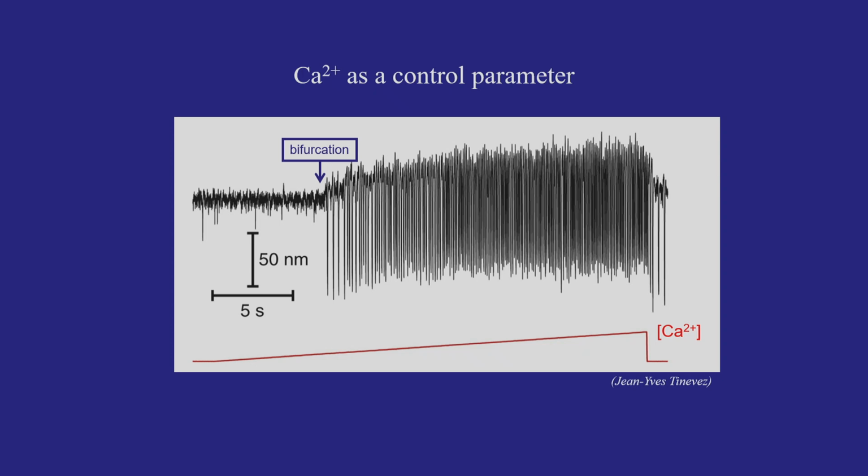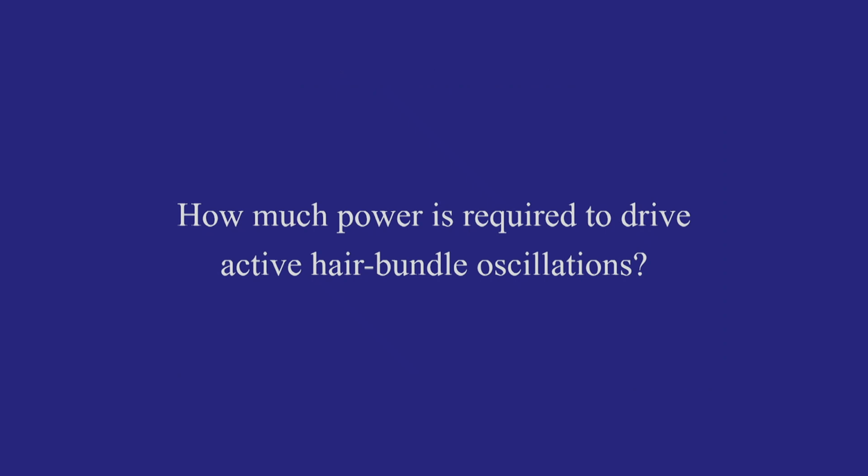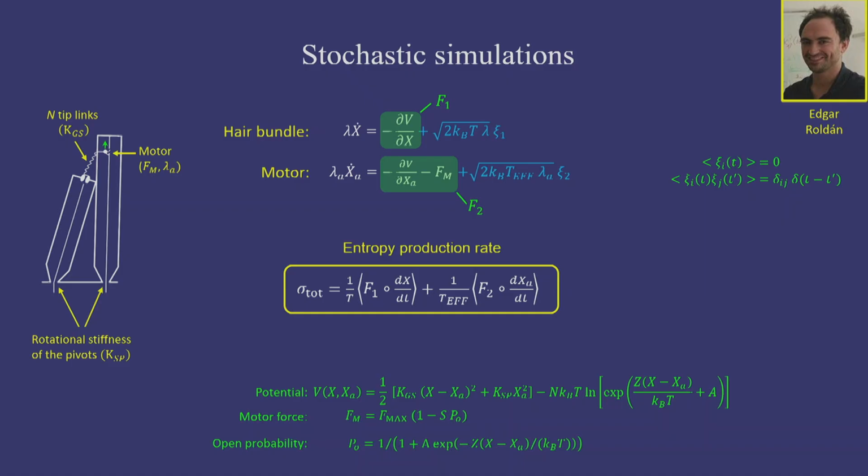This demonstrates it. So in the last few minutes, I will now describe, from what we learned, how we can discuss how much power is required by the hair cell to drive its oscillations. To do that, I just rewrite the same model in a more abstract way, to introduce effective forces, F1 and F2, that are conjugate to the 2 degrees of freedom, X and XA. F1 is a conservative force. It derives from a potential, but F2 is not. It's a sum of a conservative force and the active motor force, which doesn't derive from a potential.